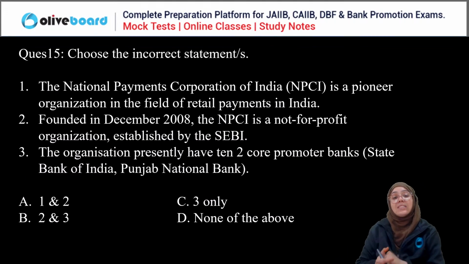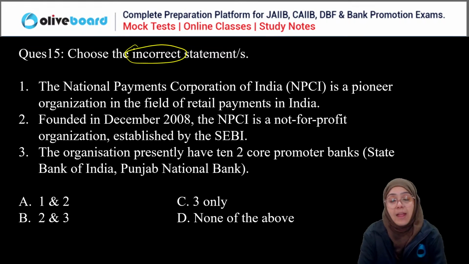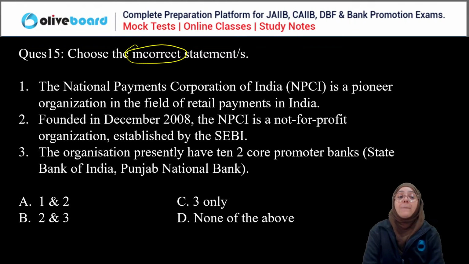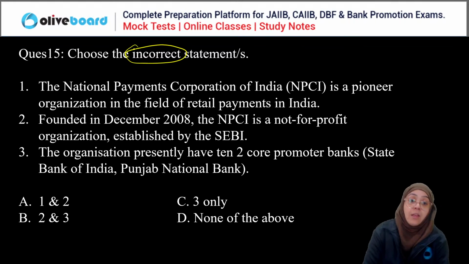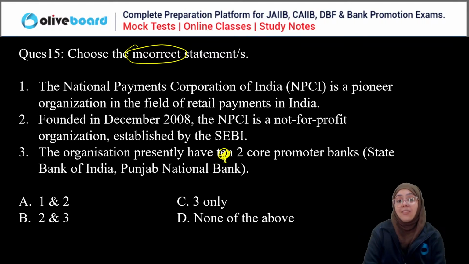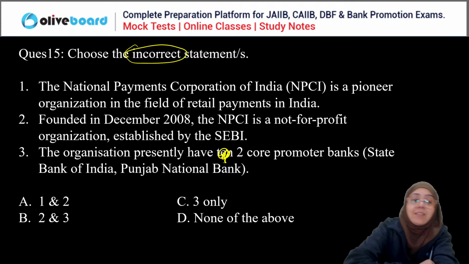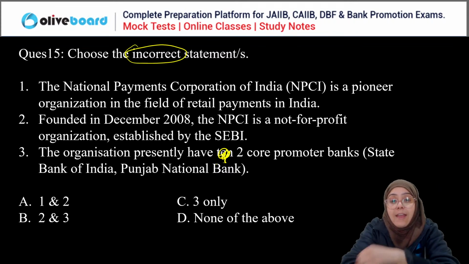Okay, next question. We have to choose the incorrect statement here. First of all, NPCI, National Payments Corporation of India, is a pioneer organization in the field of retail payments in India. Founded in December 2008, the NPCI is a non-profit organization established by SEBI. The organization presently has two core promoter banks, that is State Bank of India and Punjab National Bank. Which of the following statements is incorrect?